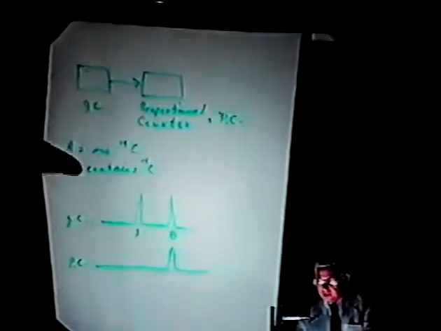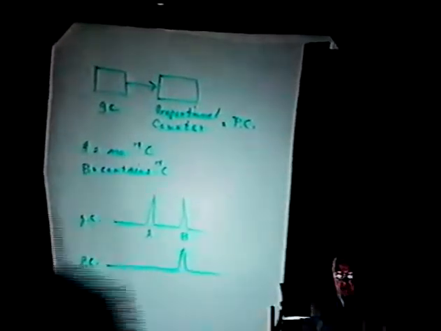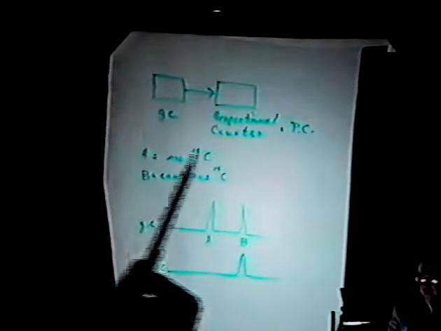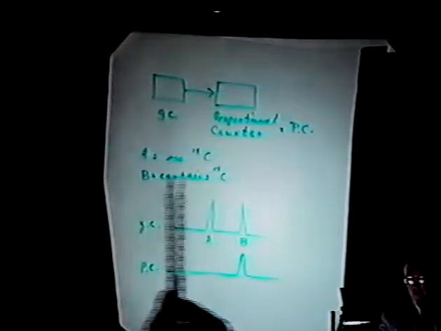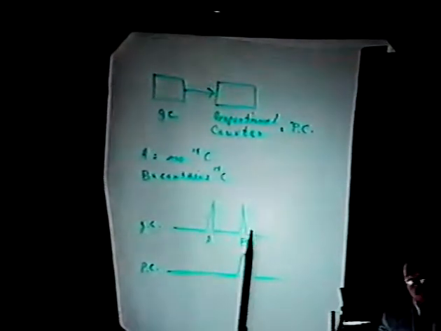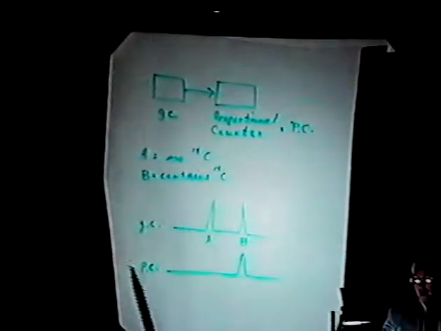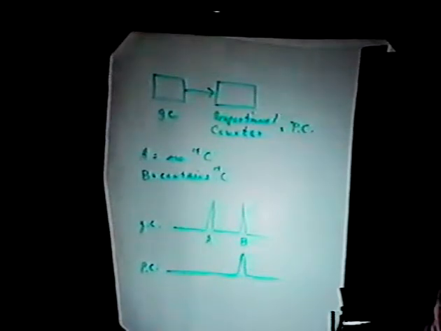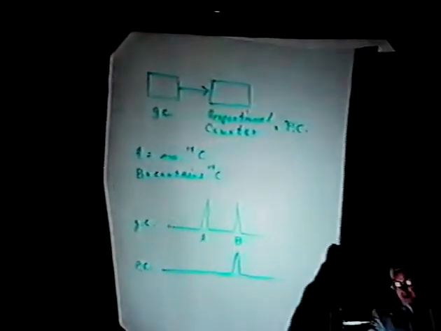A schematic of the analysis is that the products from the GC go to the proportional counter. For example, A contains no carbon-14 and B contains carbon-14. The GC would show you 2 peaks for A and B, but only peak B would have carbon-14 in it. This is the way that we detect the amount of carbon-14 in the gas sample.